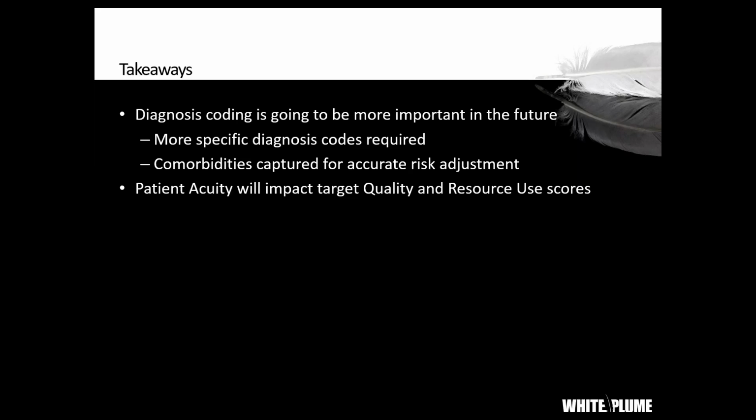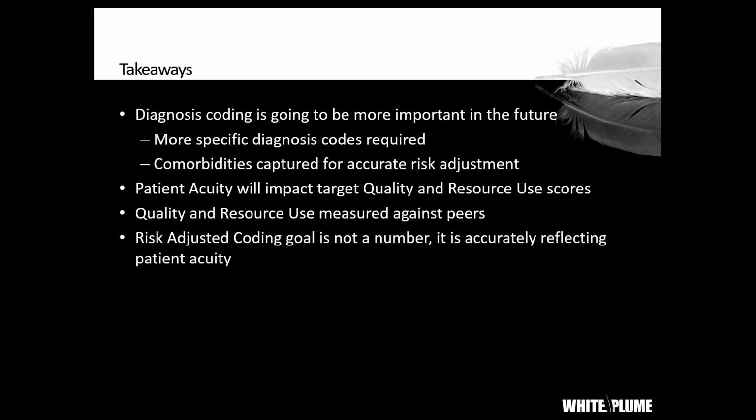So that'll be important under MIPS, right? We want to make sure that your quality scores, that your cost scores that are measured against your peers accurately reflect the high value and excellence that your doctors provide. And the only way to do that is making sure that your risk adjustment is done correctly, right? There's not a hard and fast number that you should be shooting for. The goal is to accurately reflect patient acuity, right? Most people are not doing that today. Most people's patient acuity looks much lower in the data than it is in reality. And that's what we want to help you fix. That's what we want to make sure that you're focused on.